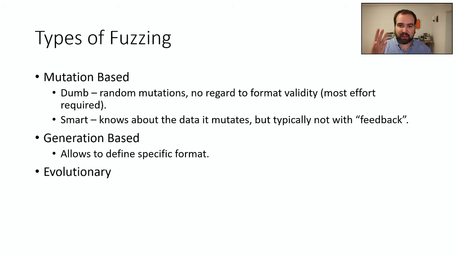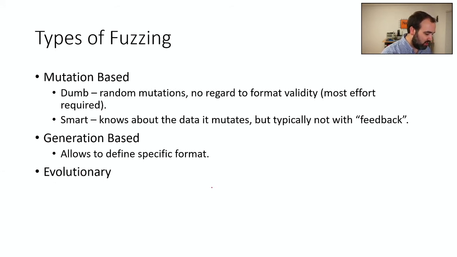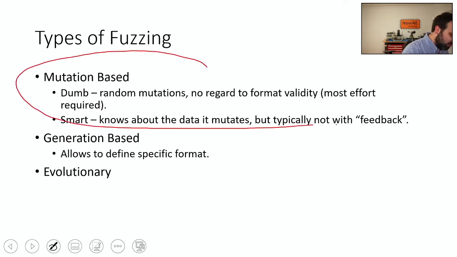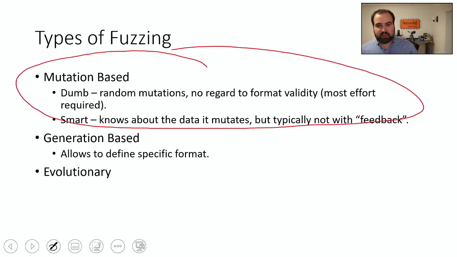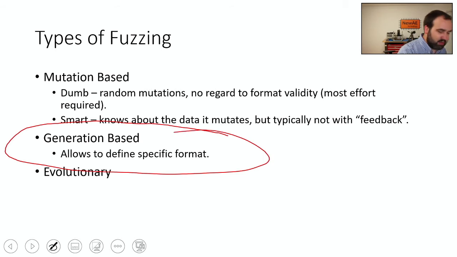We have three main types of fuzzing. The first two are the real ones you're going to come across. The last one's sort of a research area. The first one is mutation-based, and this is just where we're doing random mutations. We just randomly change some of the data and see what happens. The smarter way is where we define a specific format and we know something about what it should look like, like with a file format or protocol. And the final way is using some sort of automated feedback.